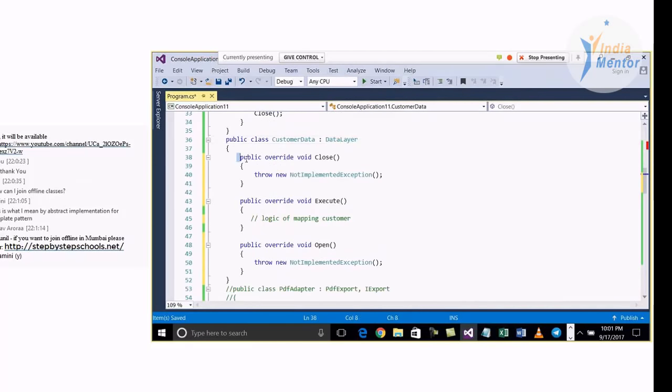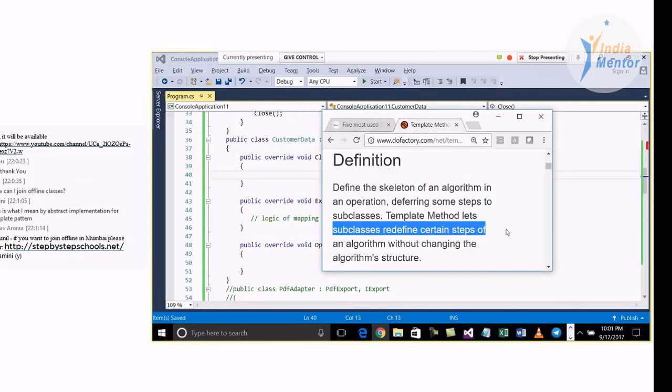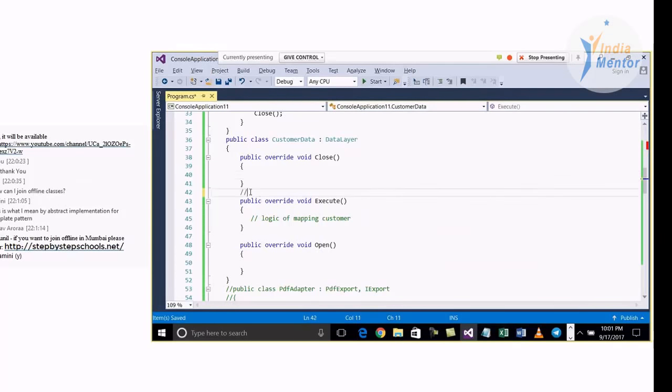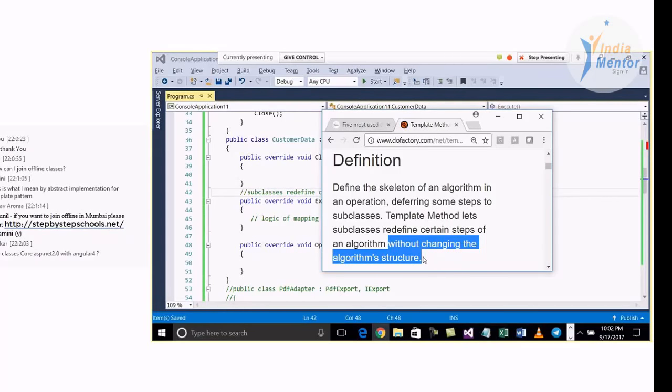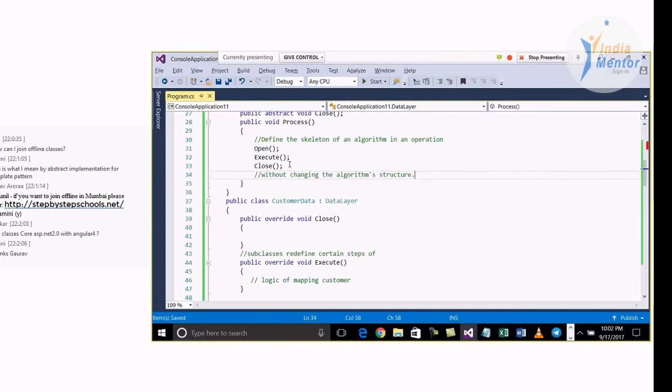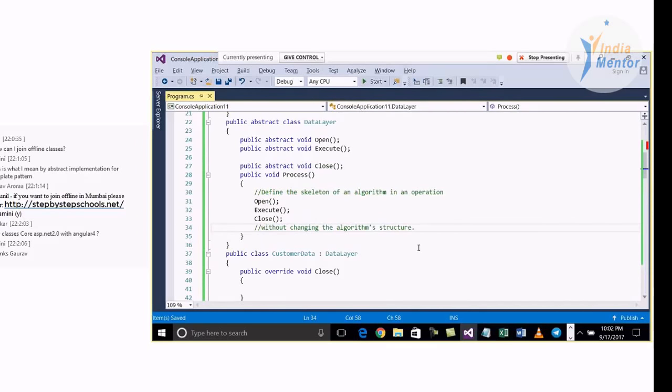actually, open connection and close connection you can define at the top if you wish, right? But still, in case you want to define open connection and close connection, you can do that. So you can override the individual steps. So subclasses define certain steps of the algorithm, but without changing the algorithm structure. So without changing this, getting it? So template pattern is where there is some fixed sequence of steps. You can override those individual steps, but you cannot override the sequence.